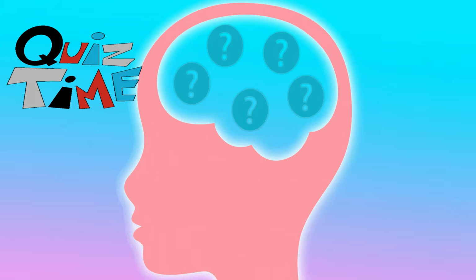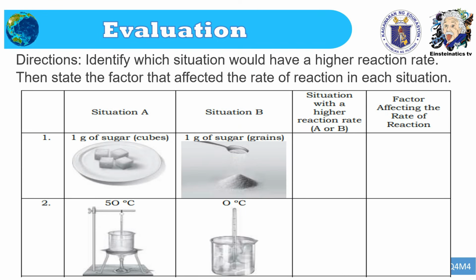This time, let us check how much you have learned from the video. For activity number 1, you are going to identify kung anong situation much higher yung reaction rate. Then state the factor that affects the rate of reaction in each situation for the last column. Whether it is concentration, particle size, using a catalyst, and others. So you may pause the video while answering and press play to check the correct responses.